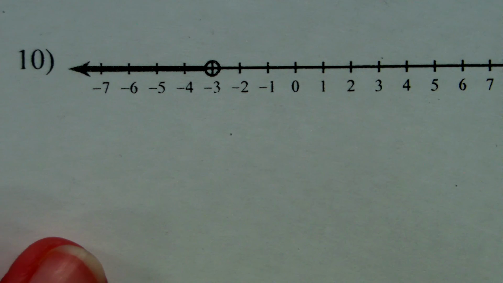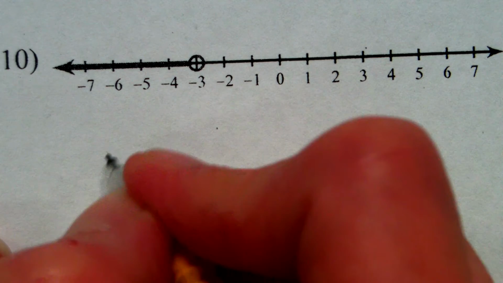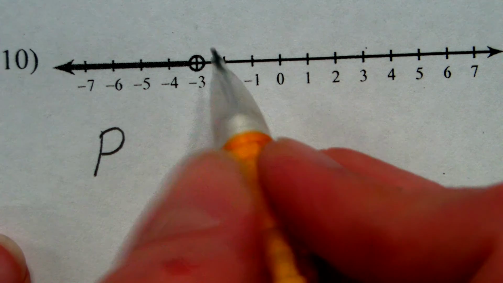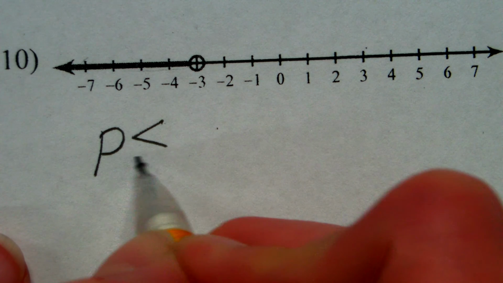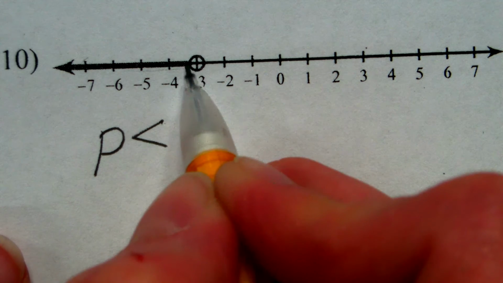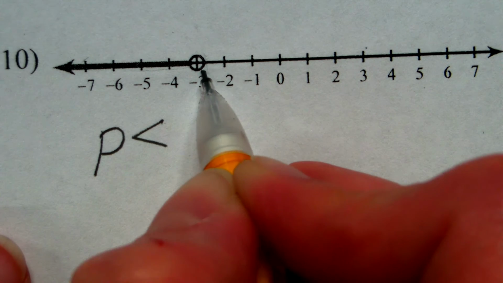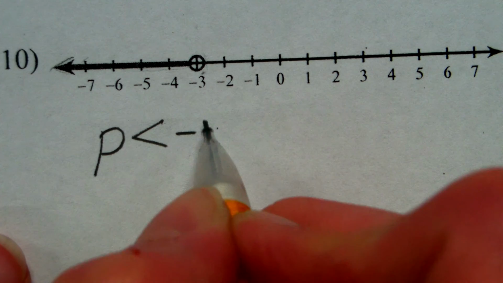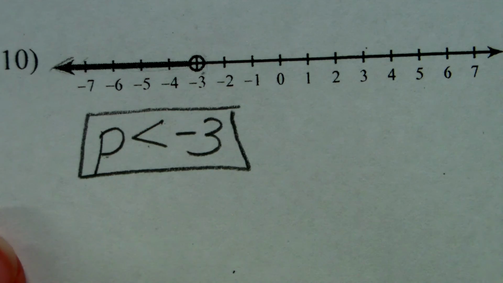All right, let's take a look at number 10. So let's pick another letter. I'll use P for Philomore. And then I notice this is going to the left again, so I'm going to have a less than sign. I will not have an equal to sign, though. They left this point open. It's not included as the solution, so I don't want it to be equal to -3. I just want the numbers that are less than -3. So P is less than -3 is my solution.